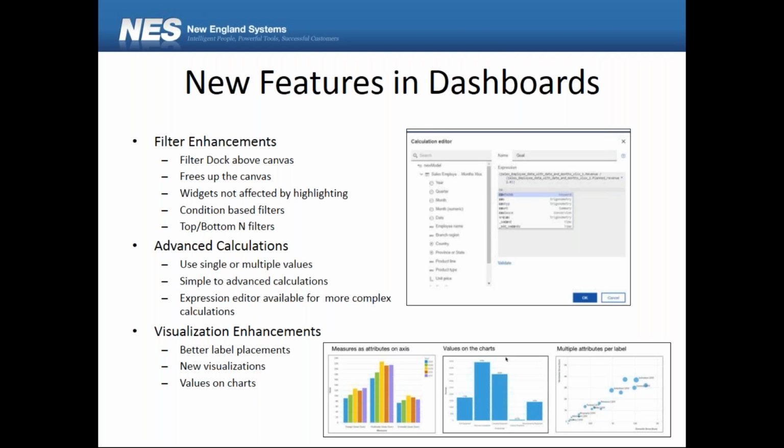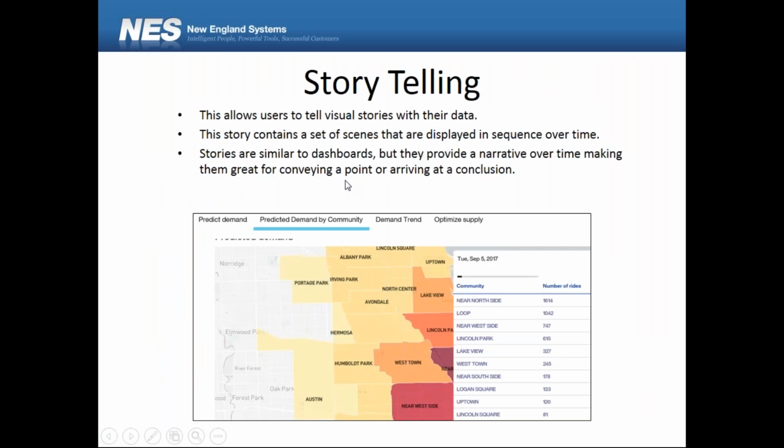There's an expression editor that you can use. So if you need to do case statements, if then else statements, you can type those in now and develop whatever type of calculations you need to do. They've also added new visualization types, getting into some networks and some bubble charts, and there's better label placements. So again, they've come a long way with this inside the dashboard.